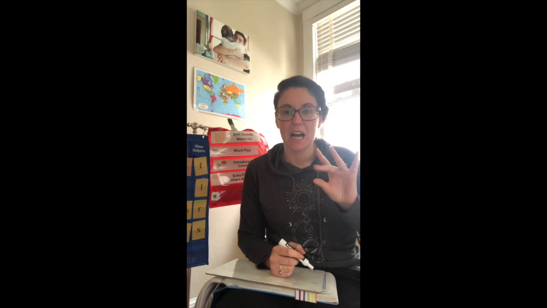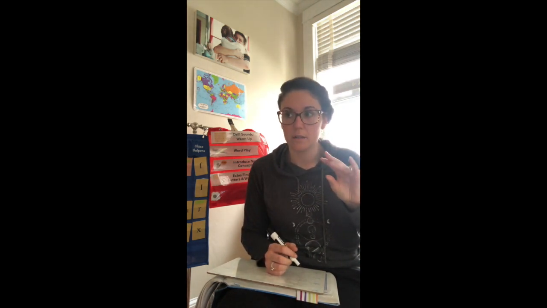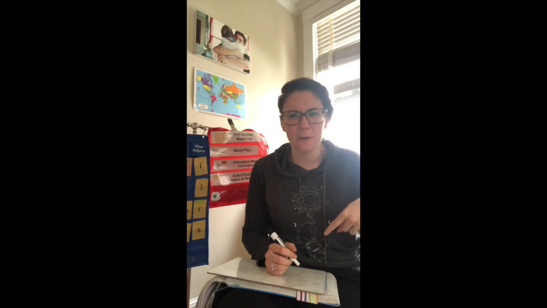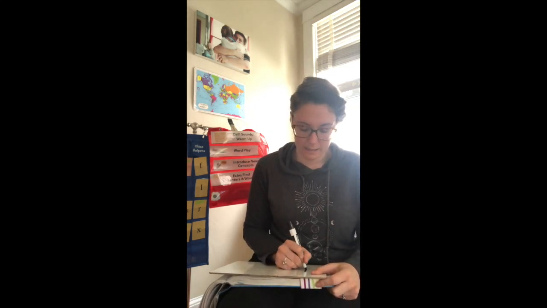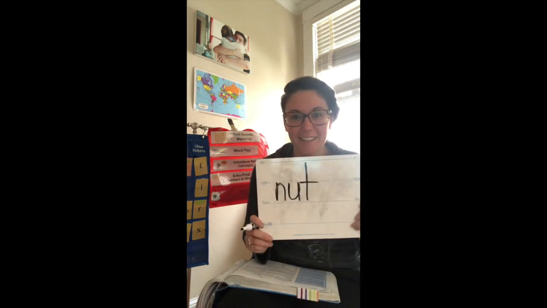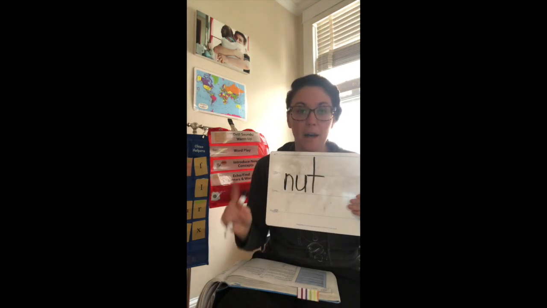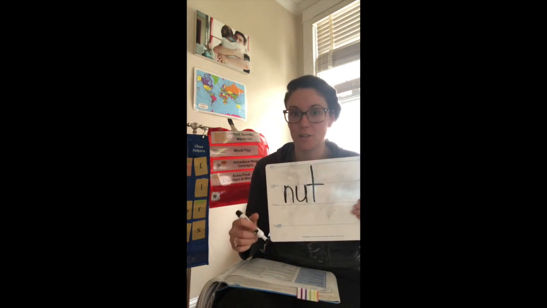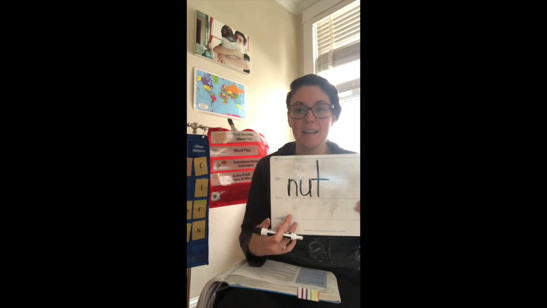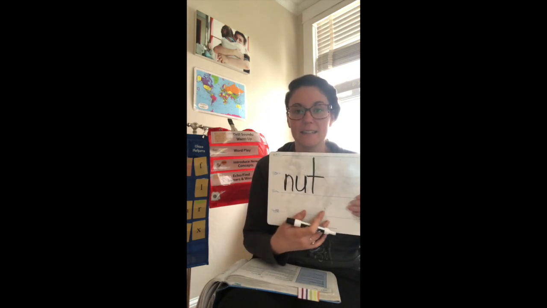I'm going to tap out the word nut. N-U-T. Now I tap and spell. N-U-T. Now I'm going to write it. You practice at home. If your word looked like mine, you did it correctly. Remember, U says u, up, so it shouldn't be an a. It should be U for nut. Go ahead and erase your board.